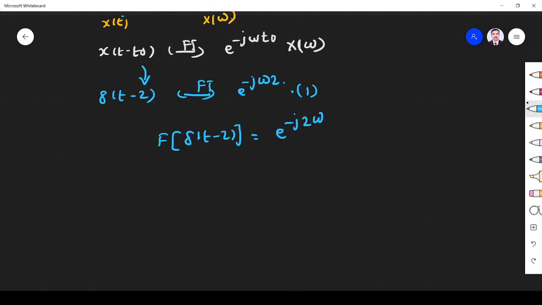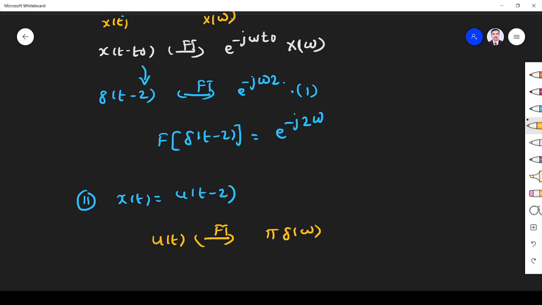Second problem, u of t minus 2. Second, x of t is equal to u of t minus 2. Follow the same procedure. For x of t is u of t minus 2, they want us to find the Fourier transform. We know for u of t, the Fourier transform is pi of delta omega plus 1 by j omega.